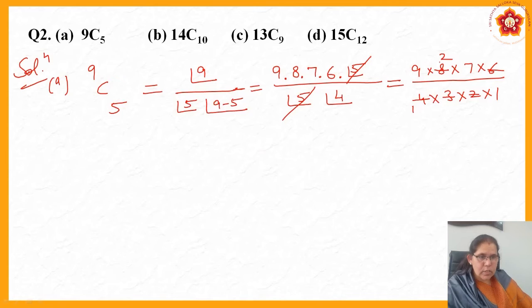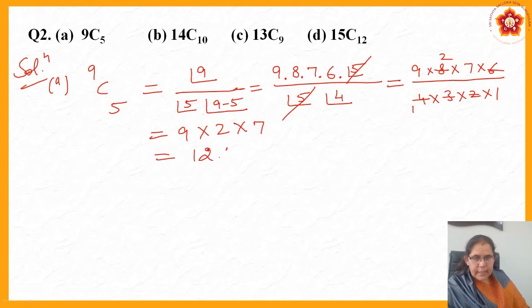3 2s are 6, so 6 gets cancelled. 4 1s are 4 and 4 2s are 8. So we are left with 9 into 2 into 7, which comes out to be 9 2s are 18, and 18 into 7 is 126.